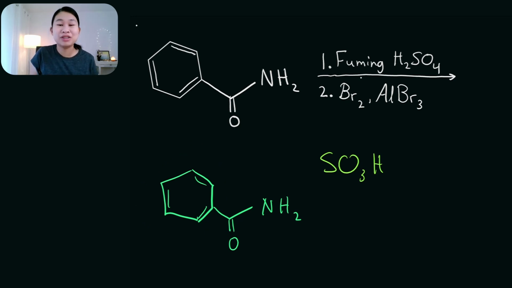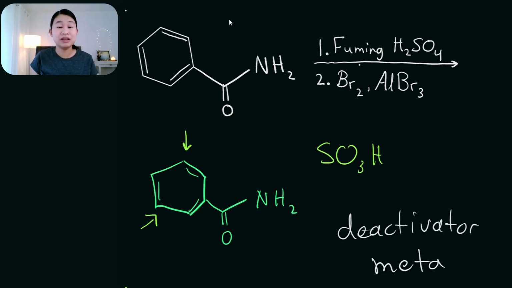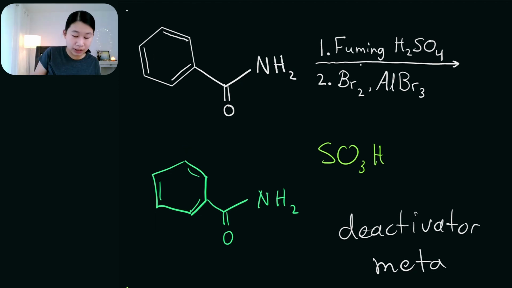To decide where we're going to place SO3H, we're going to look at the substituent that's already on the benzene ring. And if you look at this, you're going to see that this is a deactivator. These meta positions are in respect to this substituent here, which is our deactivator. This is going to be a symmetrical case, and so placing the SO3H at either the top or the bottom meta position is the same product. I'm going to choose to place the SO3H at the top meta position.